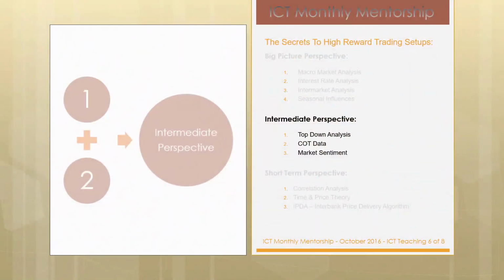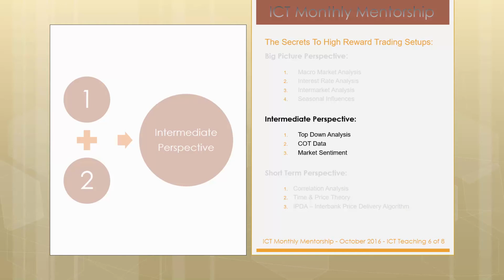The next area of focus is obviously the intermediate perspective, and that is by way of looking at a top-down analysis, commitment of traders data, and market sentiment. For intermediate perspective, there's only really 3 things that you're looking for, but at least 2 of these things have to come in agreement. So that means by looking at these 3 specific components, top-down analysis is simply looking at higher time frames down to a lower time frame.